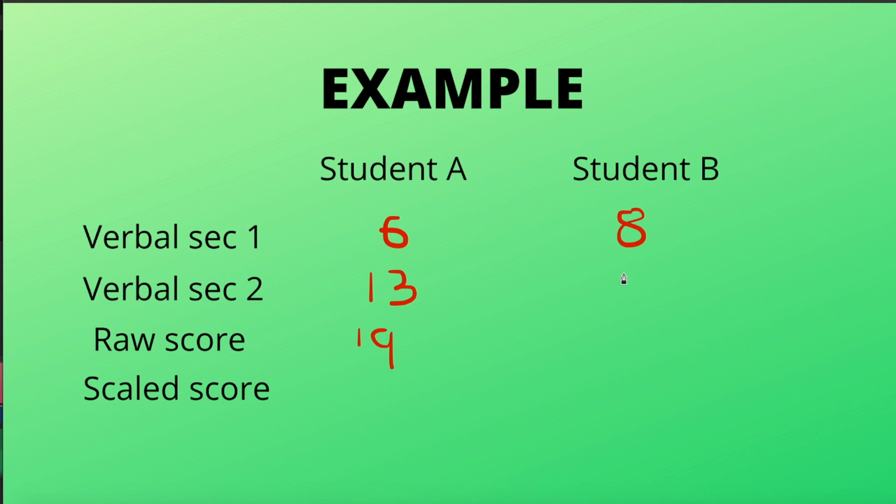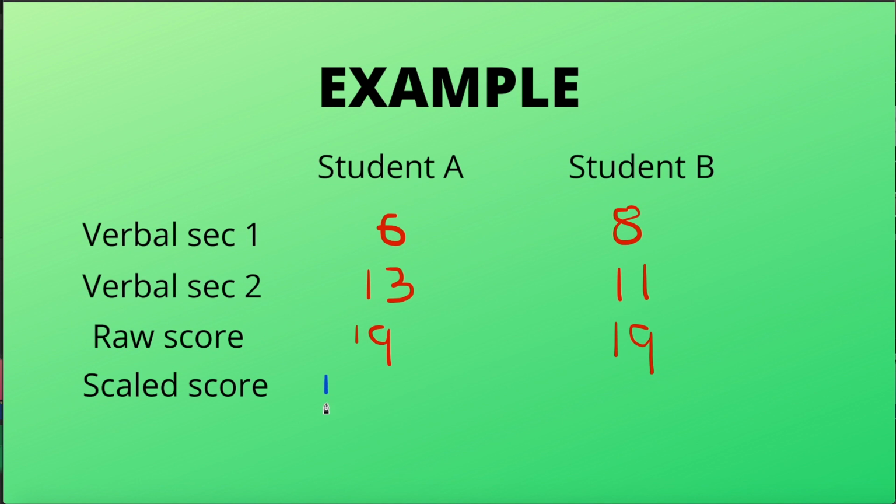So because he got a medium section 2, let's say he could score only 11 points as compared to 13 points by student A. His overall score is also 19 points. However, there is a huge difference between the scale score of two students. So the scale score of student A would be around 145 or 146.